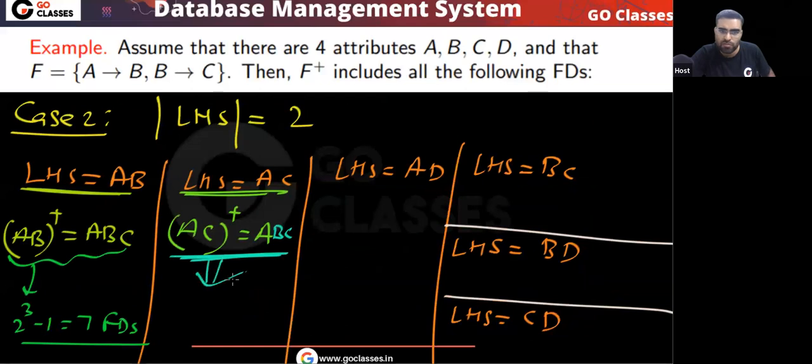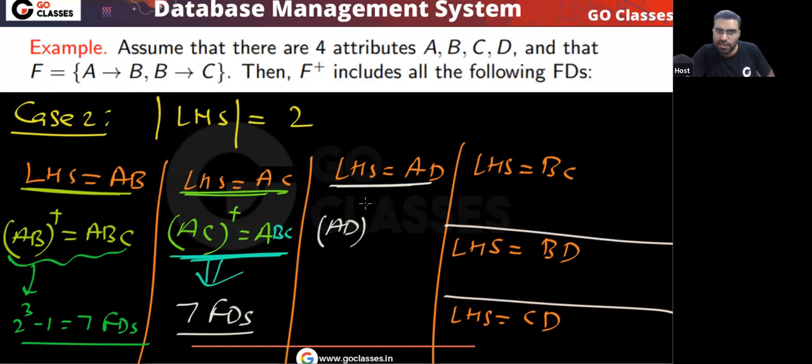So how many did I get? Now you understood the concept. Now you tell me the answer. How many FDs can I get here? I can again get 7 FDs. Very simple. Very good. Tell me what is the closure of AD? AD closure will be ABCD. Yes or no?